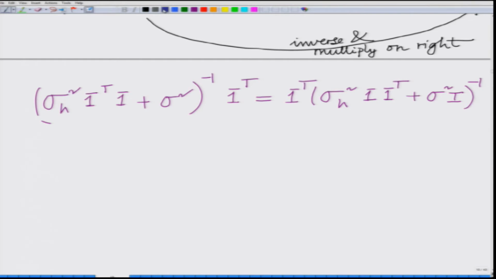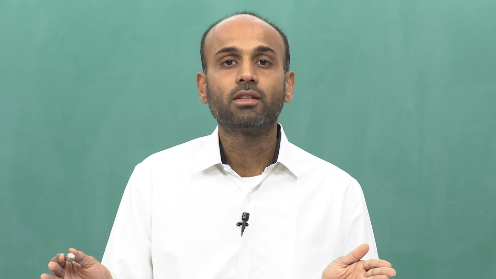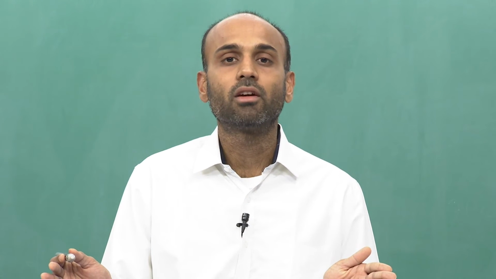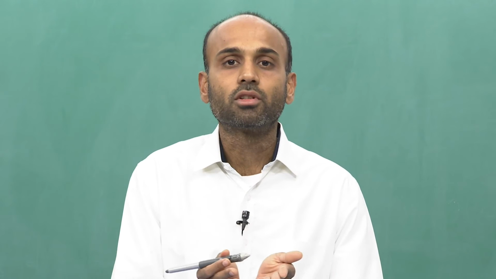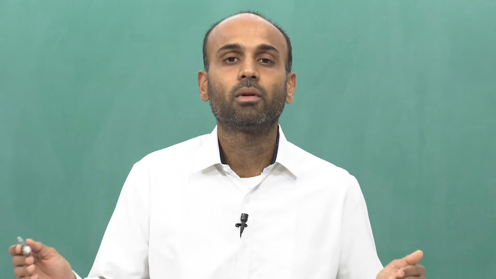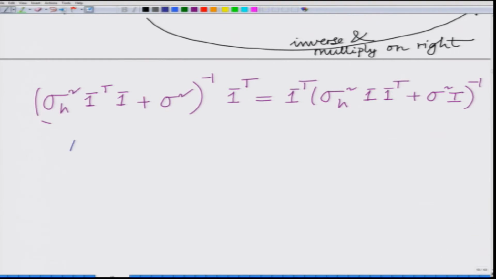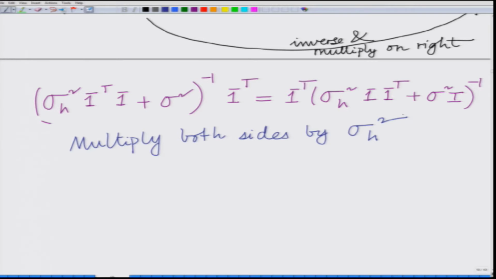I am going to multiply LHS and RHS by the scalar quantity sigma h square, which is the prior variance of the parameter h, and of course, the equality remains unchanged because you are multiplying LHS and RHS by sigma h square. So, multiply both sides, and it is a scalar quantity.